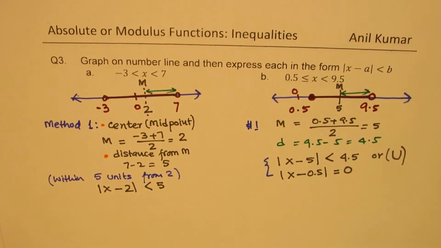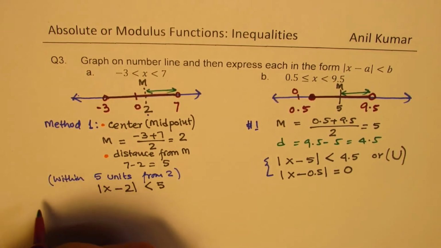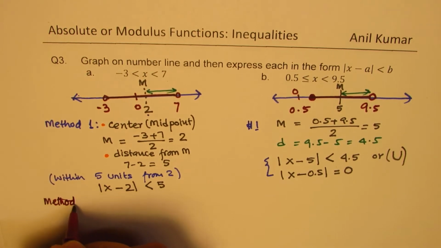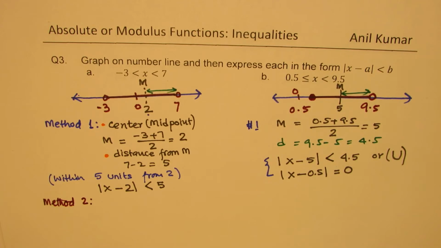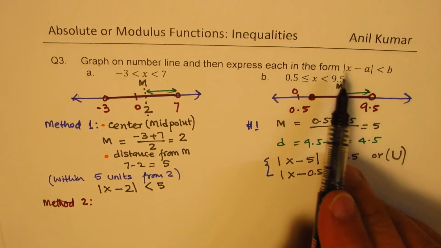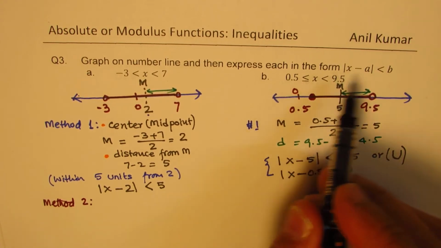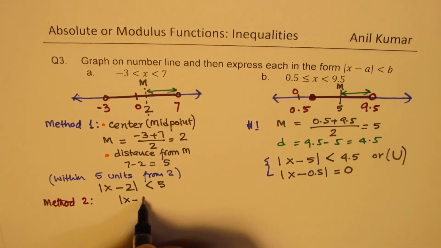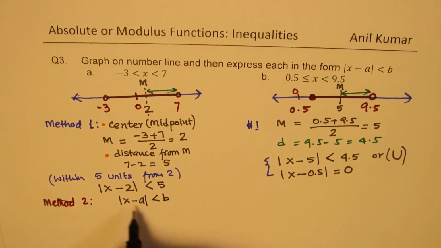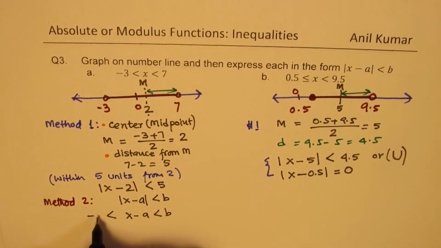Anyway, now let's look into the algebraic method, the pure algebraic method, which I'll call our method number 2. Method 2 is a very popular method, and what we are saying here is that when I say x is within minus 3 and 7, we want to write this as absolute value of x minus a less than b, right? So basically, think like this. We want to write that absolute value of x minus a is less than b. That really means that x minus a is less than b, but is greater than minus b. Is that clear to you?